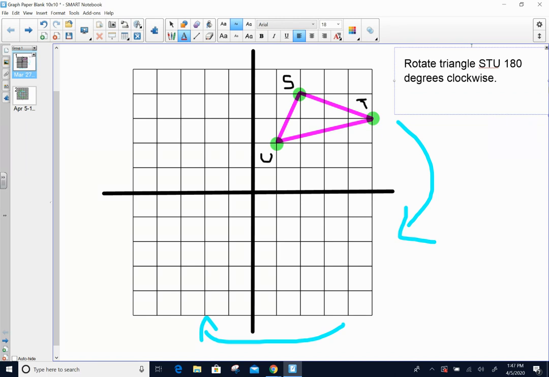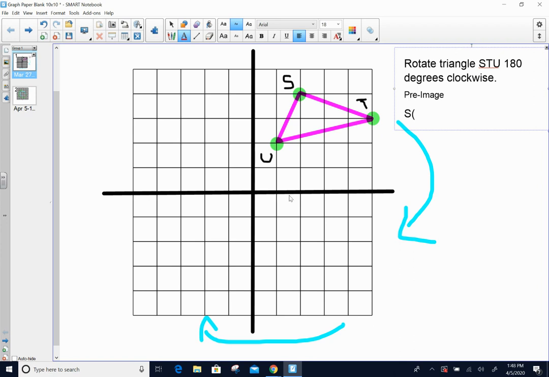So the first thing that I'm going to do is go ahead and figure out what my original points are. We haven't done anything yet. So triangle STU is our pre-image. It's where we're starting. And let's go ahead and figure out what all of our ordered pairs are for our pre-image. So I'm going to start with point S, which is right here.